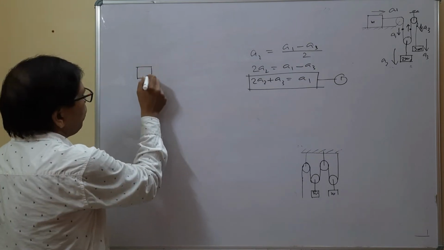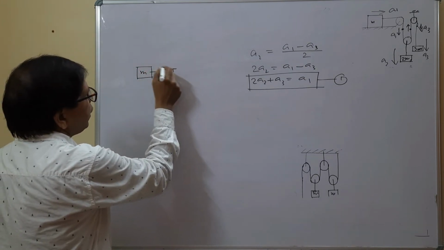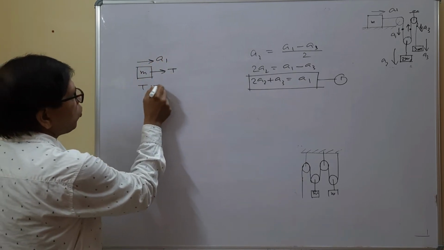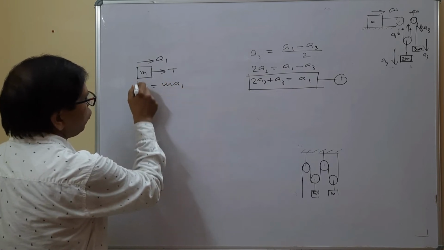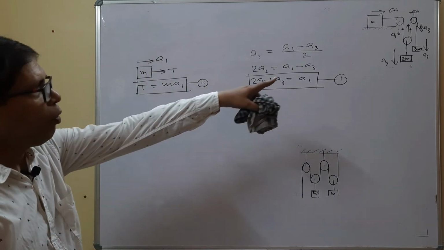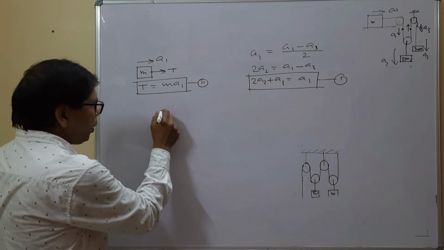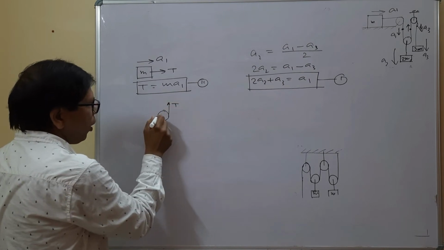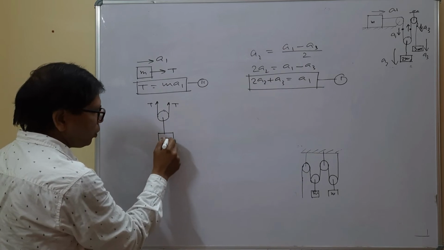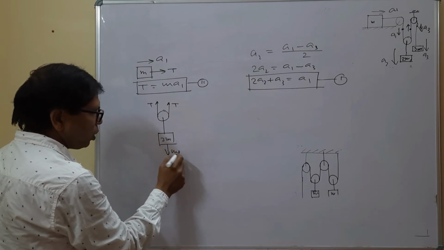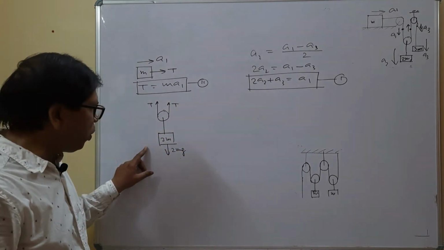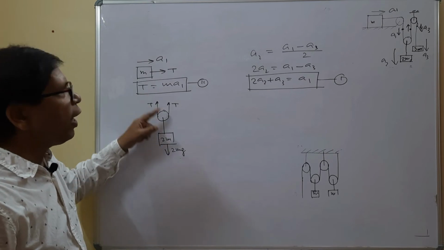Okay, free body diagram of M. Look at this, this is the tension T and acceleration along this direction a1. So here T equals mass into acceleration, T equals m a1. This is equation number 2. Okay, now for mass 2m, the free body diagram of 2m. Here T upward, and this is the 2mg, the downward force 2mg. T and T upward.